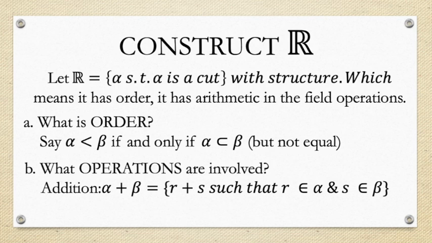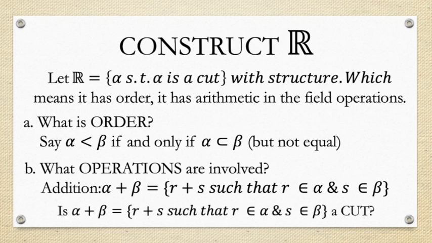What about the field operations? What operations are involved? So we have addition. Just like your set of rationals, we also have addition for real numbers. Addition is defined as alpha plus beta equals the set of all little r plus little s, such that r is in alpha and s is in beta. Is this set a cut? So again, for it to be a cut, it must satisfy the three properties of being a cut.